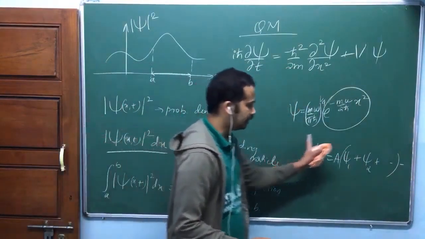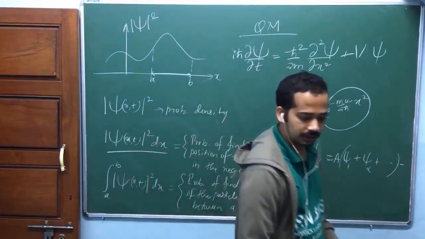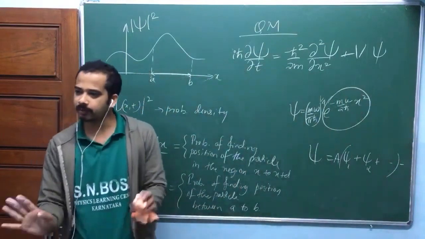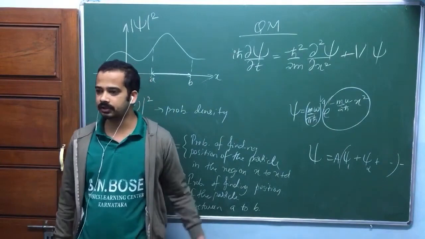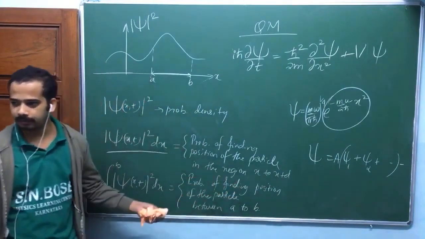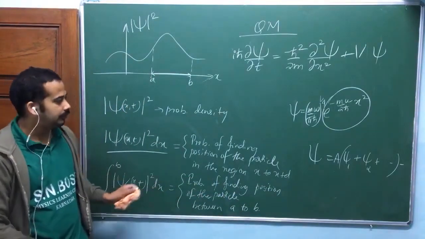That will not change any of its physical properties. That's why we are finding such a multiplicative constant which makes the total probability 1. Then only our probabilistic interpretation is meaningful, isn't it? If the total probability is 3, 4, 5 or something, are you getting my point? Then the fractional probability will sometimes be more than 1. That is meaningless.